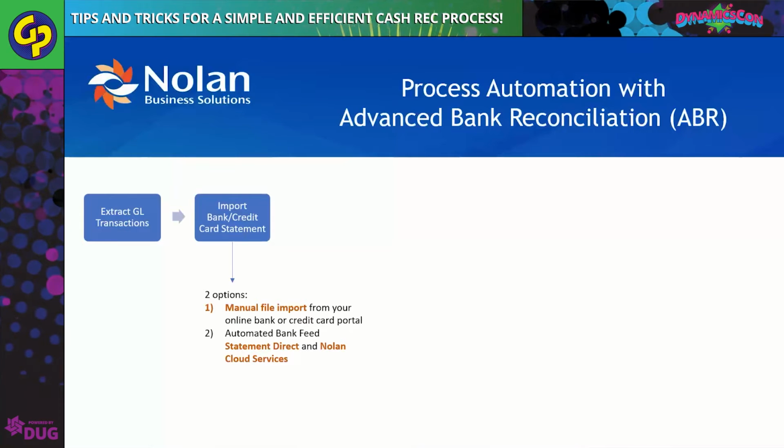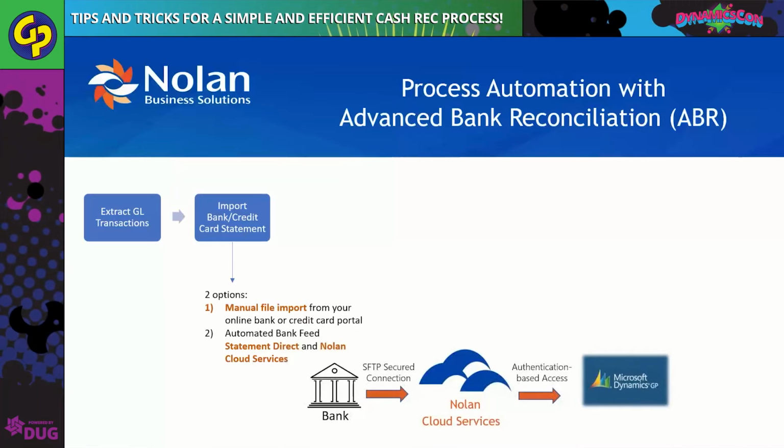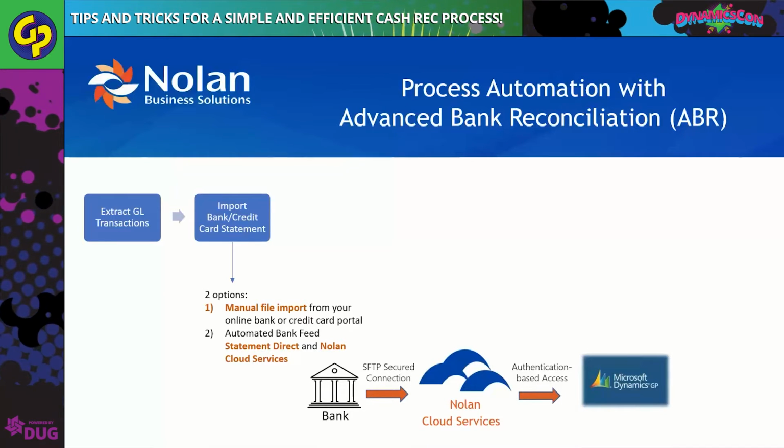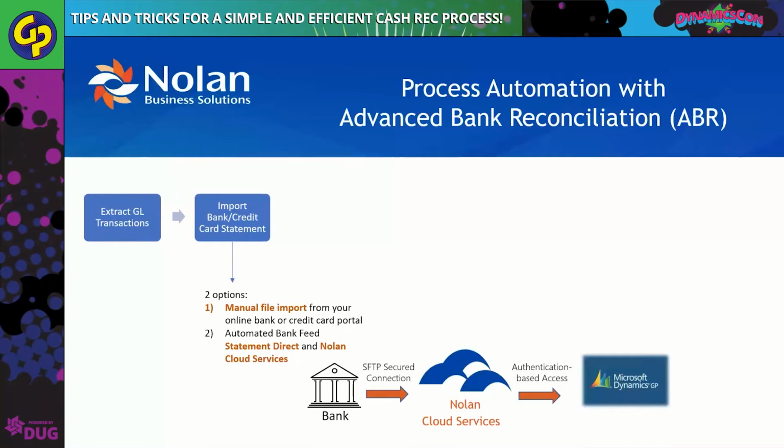But if you're looking for a more fully automated process, we can also offer a Statement Direct module through our Nolan Cloud Services platform. The idea here is that leveraging an SFTP connection to your bank, we pull the bank file into Nolan Cloud Services, and then through a secured authentication-based process, we synchronize that data to your Dynamics GP environment.